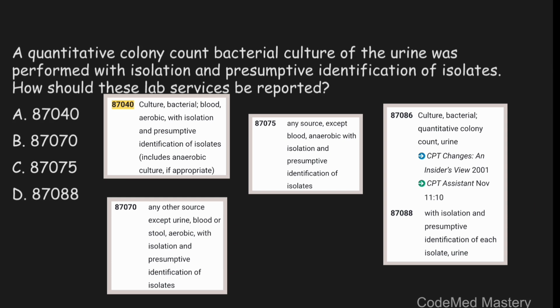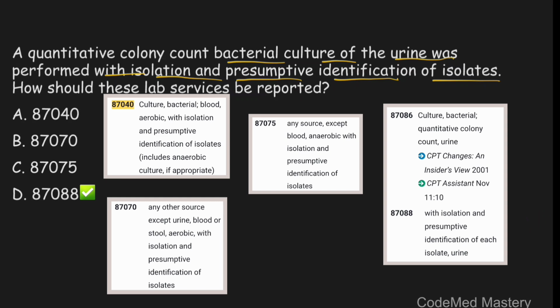Now let us see what exactly they have mentioned in the question. A quantitative colony count bacterial culture of the urine was performed with isolation and presumptive identification of isolates. So which among these four codes is the right one? The right code is 87088, which is in option D, because that is for culture bacterial with isolation and presumptive identification of each isolate urine. In the question you can see they have mentioned bacterial culture of urine with isolation and presumptive identification of isolates.